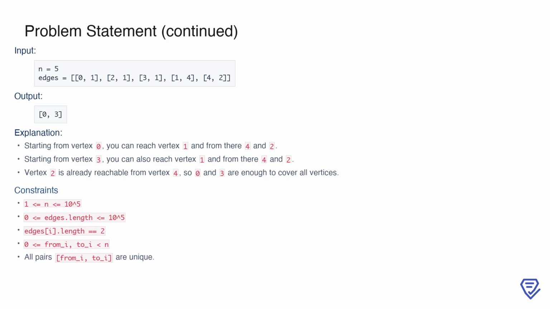Now, consider another example where n equals 5, and the edges array is [0,1], [2,1], [3,1], [1,4], [4,2]. The output here is also [0, 3]. Starting from vertex 0, we can reach vertex 1, and from 1, we can reach vertices 4 and 2. Similarly, starting from vertex 3, we can also reach vertex 1, which again leads to 4 and 2. Since vertex 2 is already reachable from vertex 4, 0 and 3 are sufficient to ensure all vertices are covered. This demonstrates how the solution identifies the minimal set of starting points.